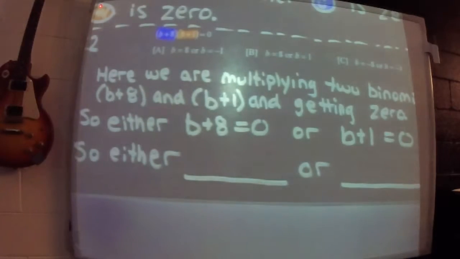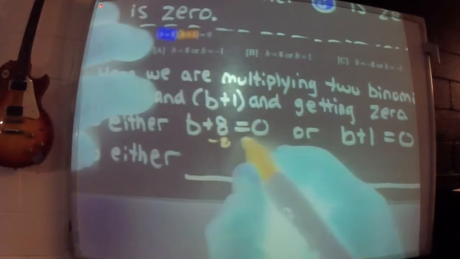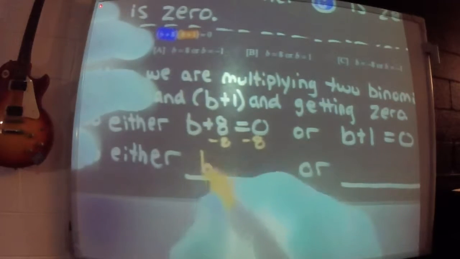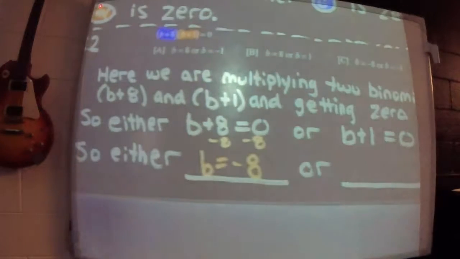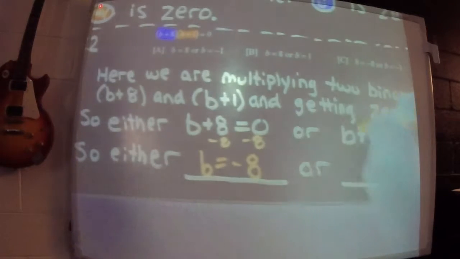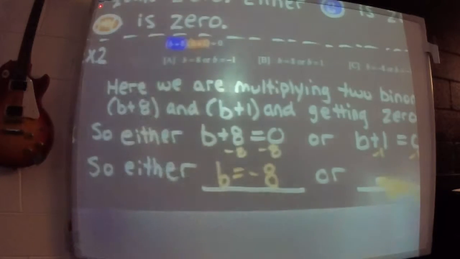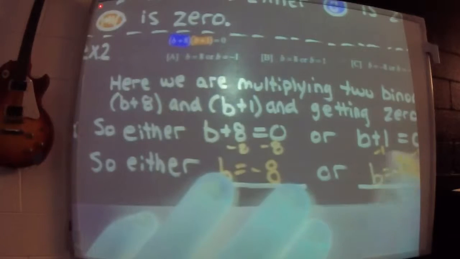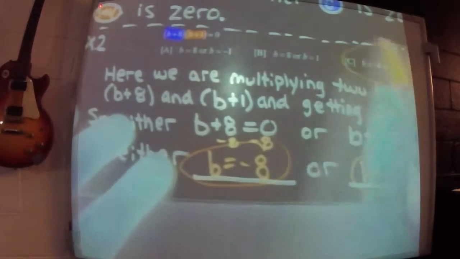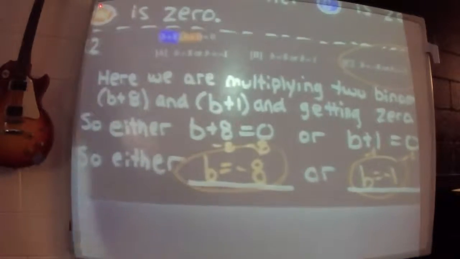So subtract 8 on each side, and b equals what? Negative 8. So that's one answer, b is negative 8. Then you subtract 1 on each side, and you get b equals negative 1. And here are your two answers. So your overall answer is actually C, negative 8, negative 1.